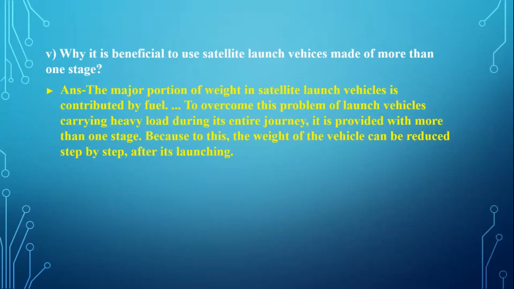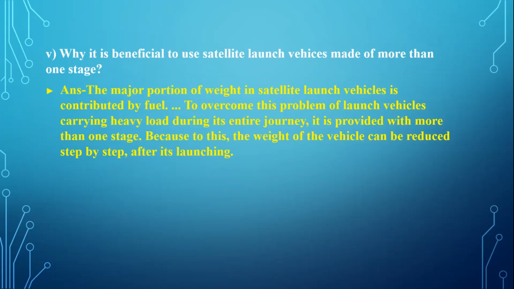Major portion of weight is what? It is nothing but the fuel. To overcome this problem of launch vehicles carrying a heavy load during their entire journey, they are provided with more than one stage. Now see, if it consists of only one stage, that whole fuel has to be carried from the start till the satellite is launched.